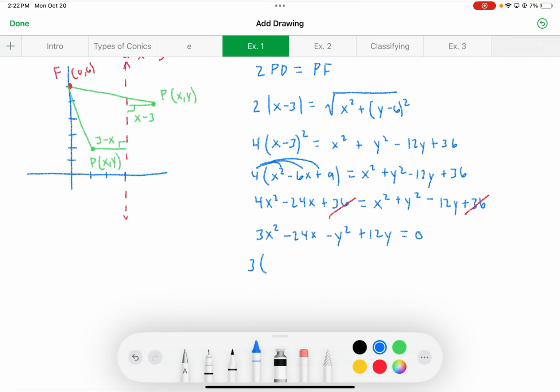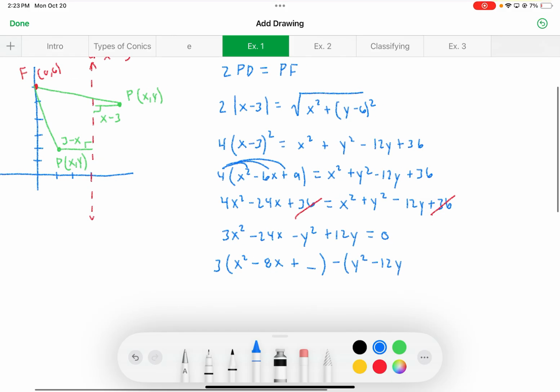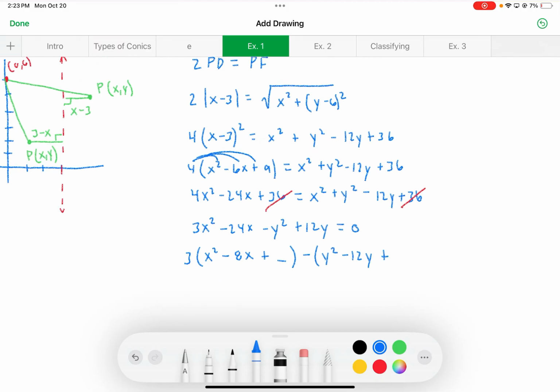I'm going to factor a 3 out from the first two terms that have x in them. Set up a blank for completing the square. What should I factor out from the y terms? Anything? Yeah, you want to pull a negative 1 out. So that's going to make this a minus 12y. And over here we have 0, and then we have to balance things out with 2 more blanks.